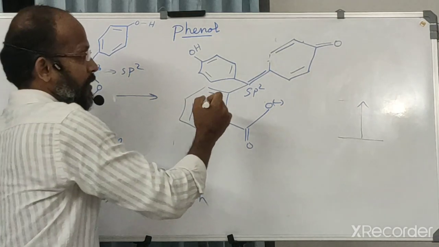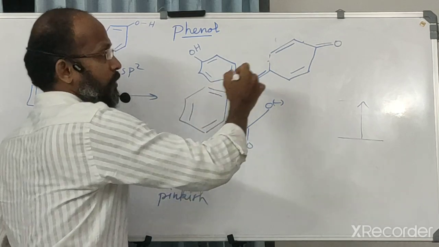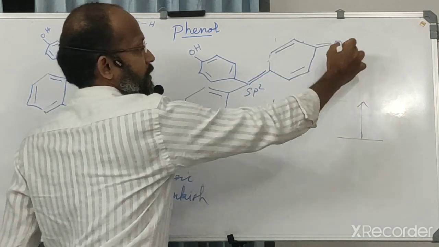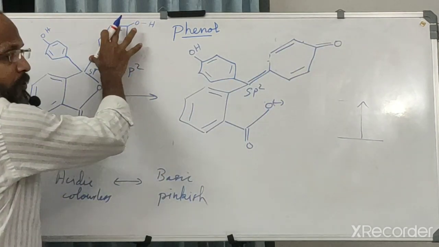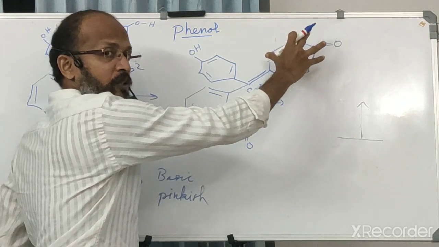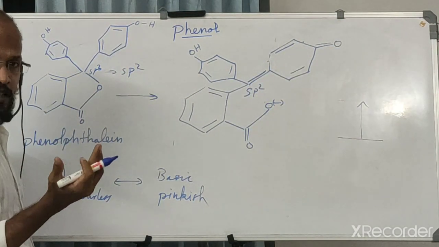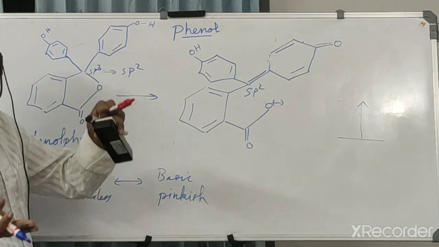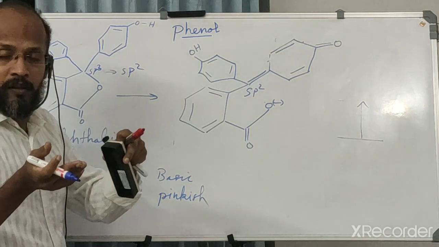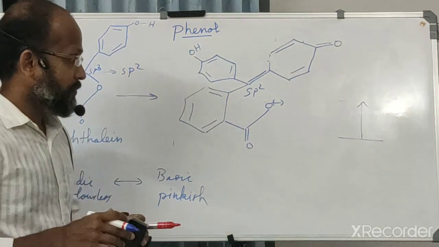We can explain the color of this either by this conjugated system, or another possibility is the quinonoid ring system. This is benzenoid and this is quinonoid. In the quinonoid form, extended conjugation will be there, and extended conjugation means the excitation energy will be reduced, so it becomes visible, or it will become colored in the visible region.